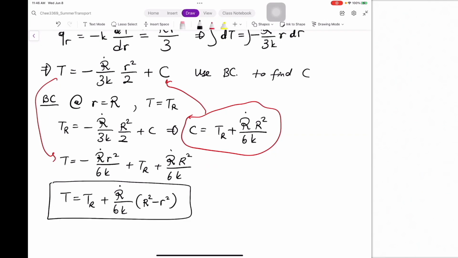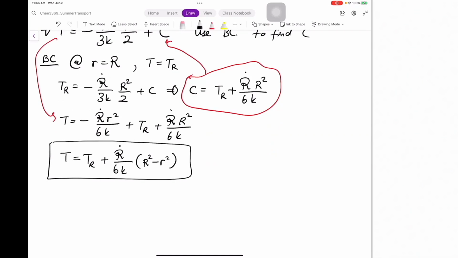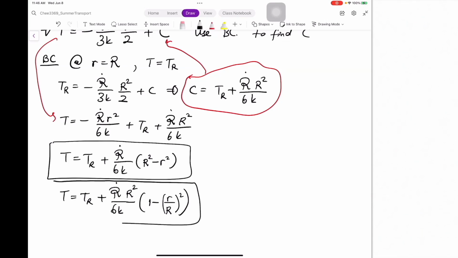You can actually attempt to get a more condensed form of this equation. You can divide the term in parentheses by R squared, and you can make it look like TR plus fancy R dot R squared over 6K times (1 minus r over R squared). Yeah, you can also write it down as this. Both are equally well.